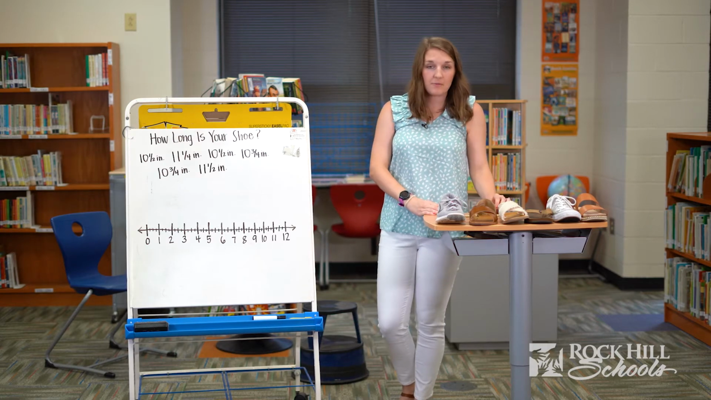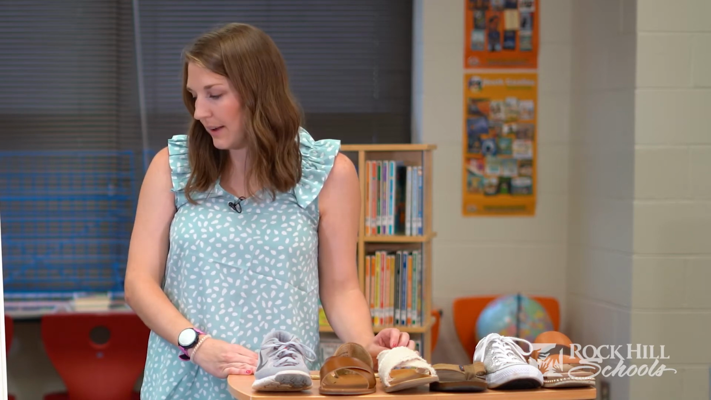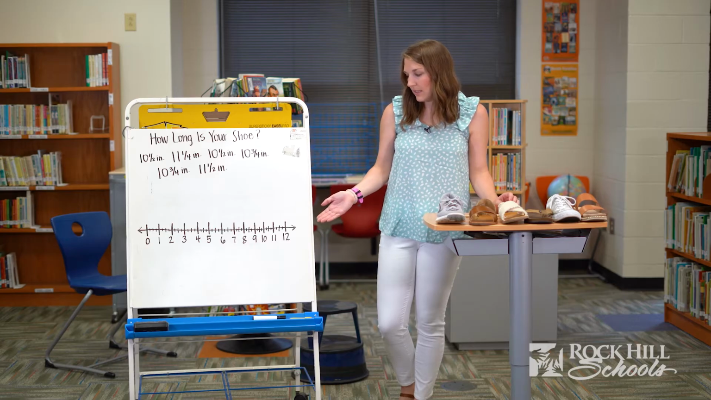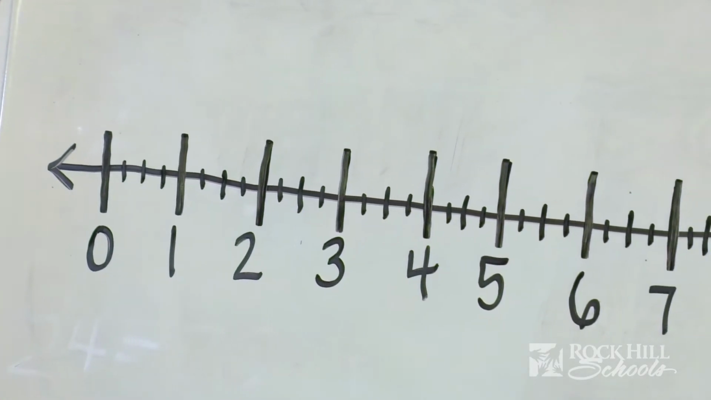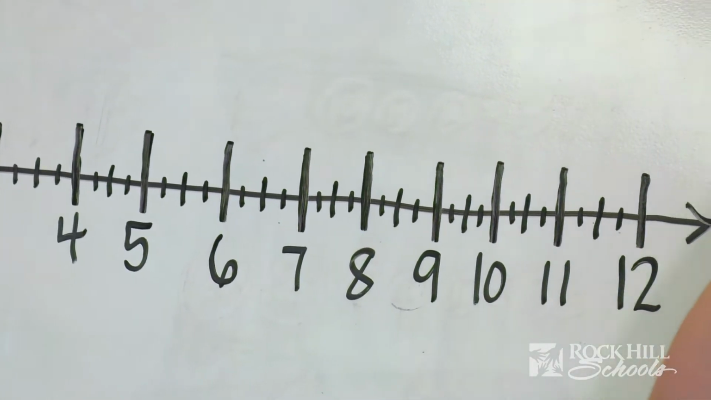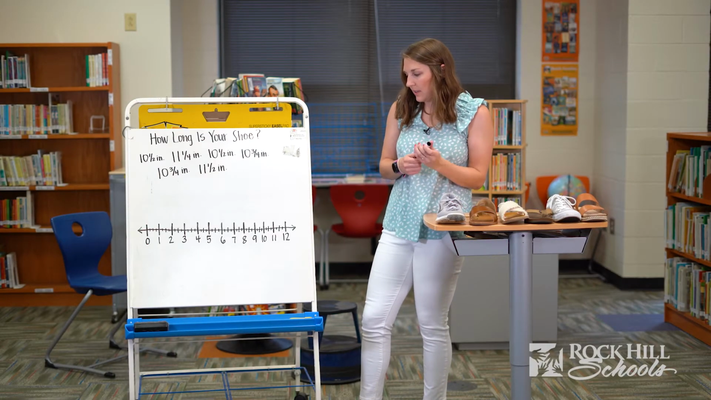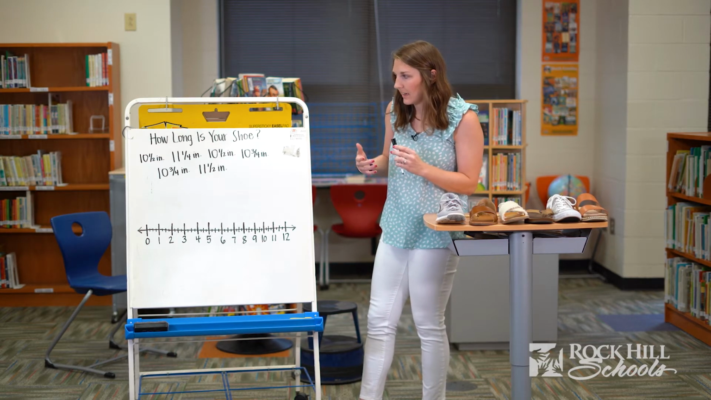So after you've measured all of your shoes and collected your information, we are going to organize that data on a line plot. So this is an example of a line plot. It looks very similar to a number line, but when you collect your data on a line plot, you put an X above the data point that you are organizing.